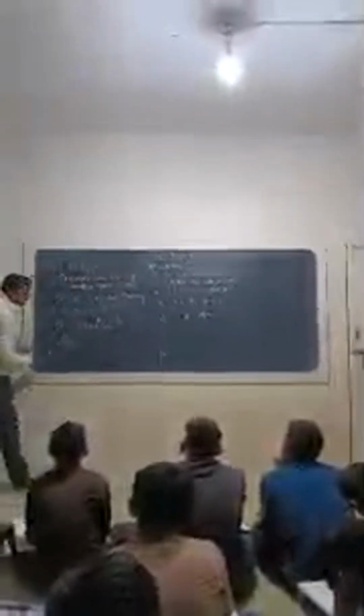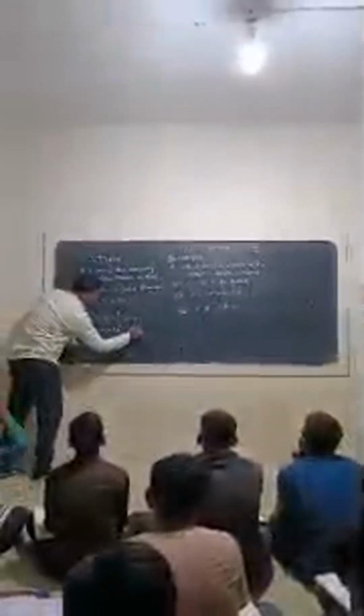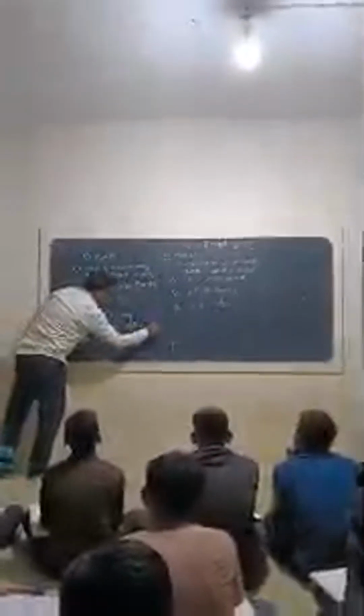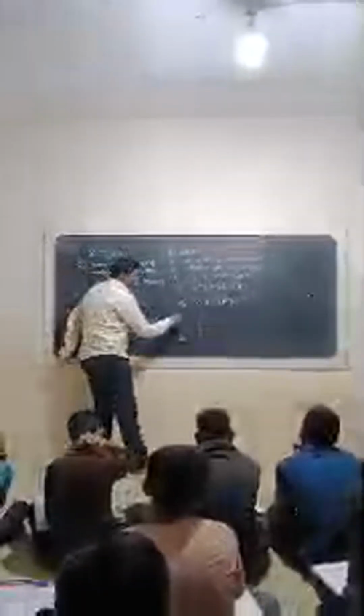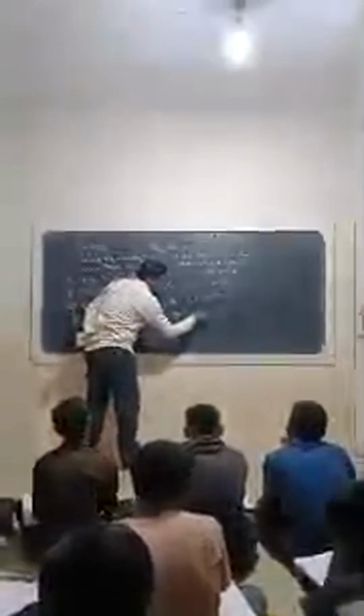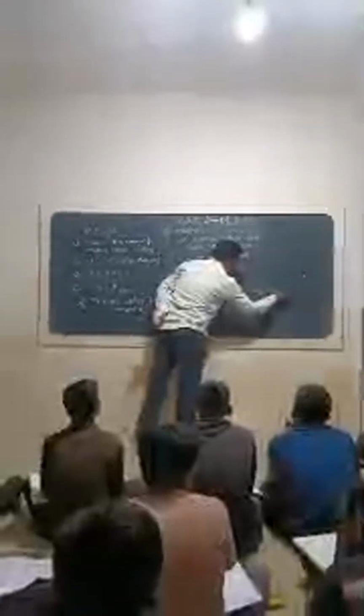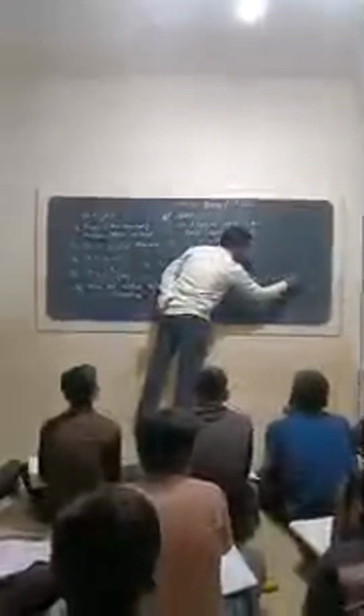And the fourth point is also important. Then the fifth point: mass of an object is the same everywhere, but its weight changes from place to place.